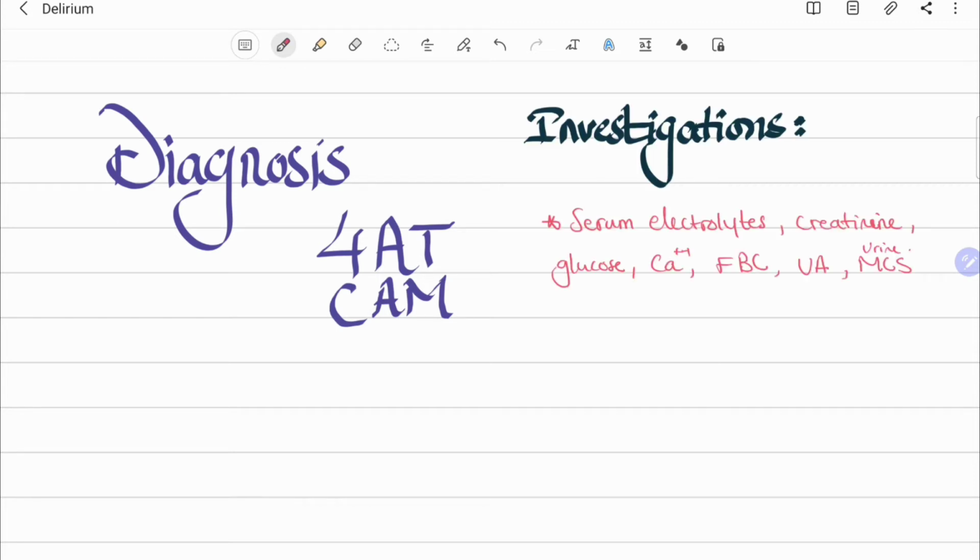As for the investigations, a number of laboratory tests may be considered in the patient with delirium. The most important ones are serum electrolytes, creatinine, glucose, calcium, full blood count, urinalysis, and urine microscopy and culture. So these are the reasonable ones for most patients when a cause is not immediately obvious. Drug levels should be ordered when appropriate. However, clinicians must be aware that delirium can occur even with therapeutic levels of such agents such as digoxin, lithium, and quinidine.